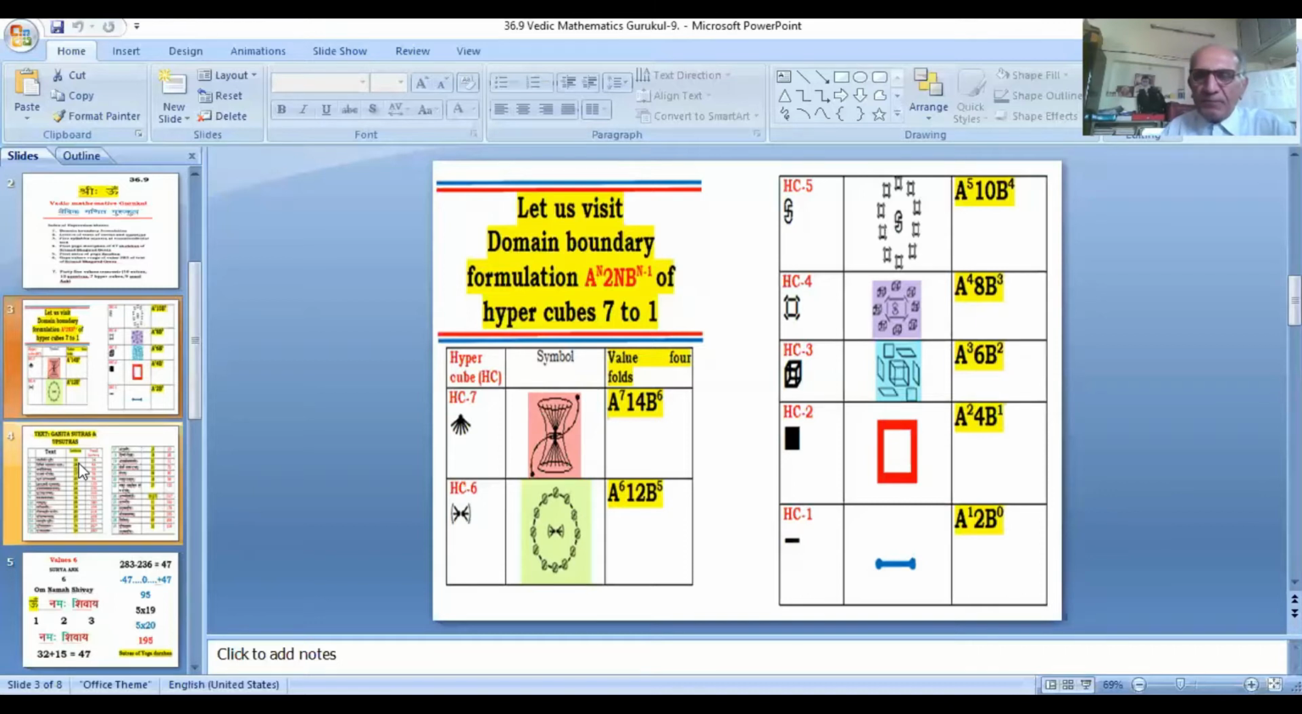A step ahead, in 3 space, the 3 space content will manifest within creators of space as a 3 space domain enveloped within a spatial boundary of 6 components. It is n equal to 3 for the general domain boundary formulation: a raised to power n is to 2n b raised to power n minus 1.